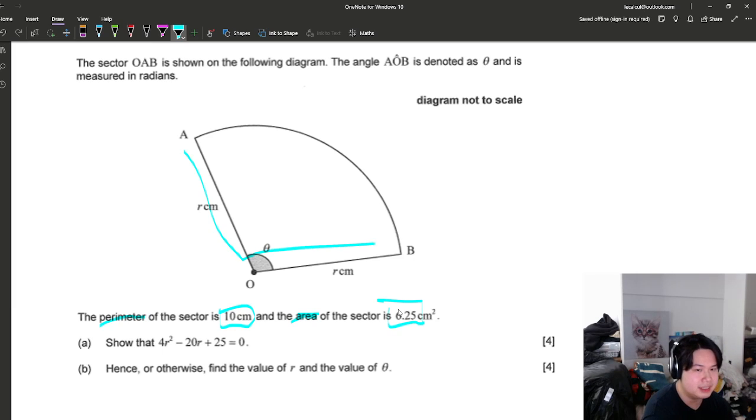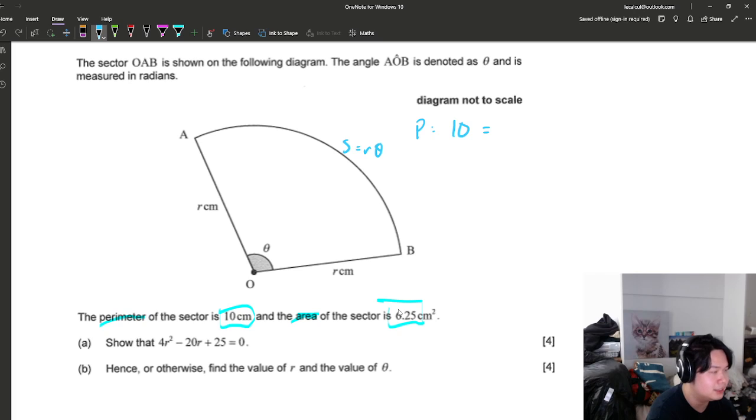Okay, so the perimeter is the 3 sides added together. So we can make a formula. I don't even know what the question is right now. I'm just going to do this right away. So my perimeter, I know it's 10. And this is made from the arc length, which is S. This has an equation of r times theta. So this is r theta plus the 2 radii, these two.